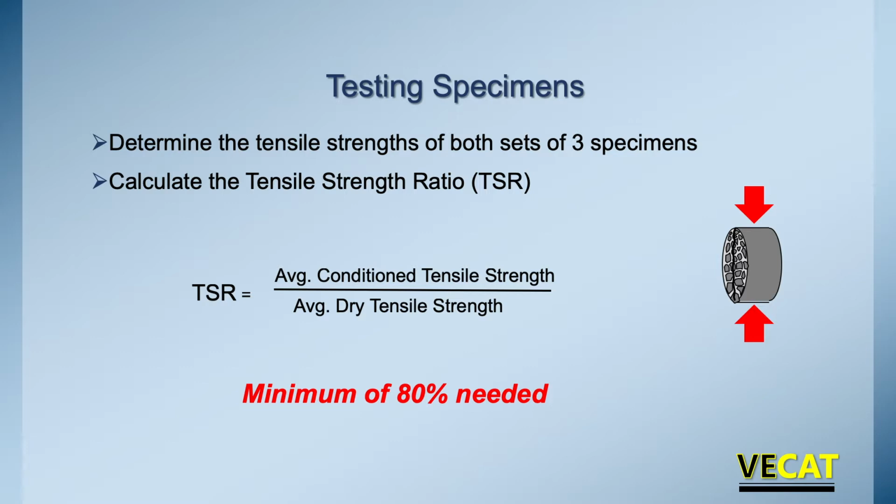Once the 2-hour period is done, we want to perform the indirect tensile test on the specimens, which is simply breaking the specimens. And they're done one at a time. And we're going to average the set of each 3 subset to get a number with average conditioned tensile strength and an average dry tensile strength, which is a simple division to give us one number for our TSR value. And the minimum TSR value to meet spec is 80%. It's got to be 80 or above.